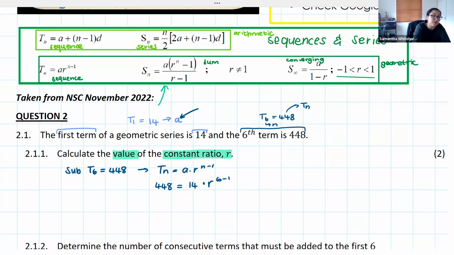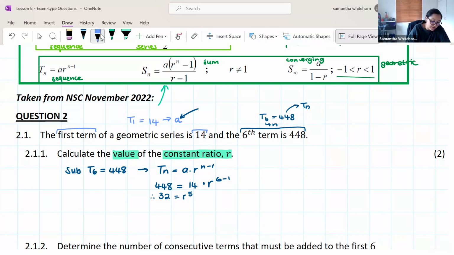So the first thing that I'm going to do is divide both sides by 14. Remember, I want to get rid of that coefficient. If I divide both sides by 14, I get 32 is equal to r to the power 6 minus 1, which is 5.